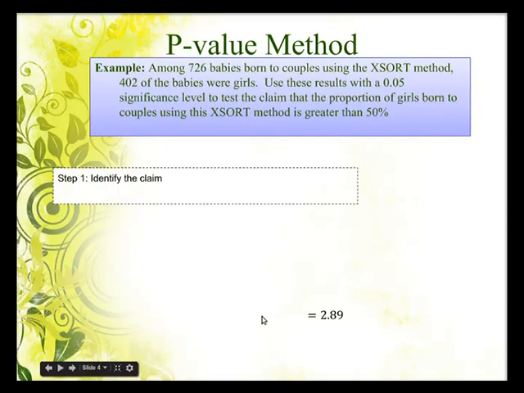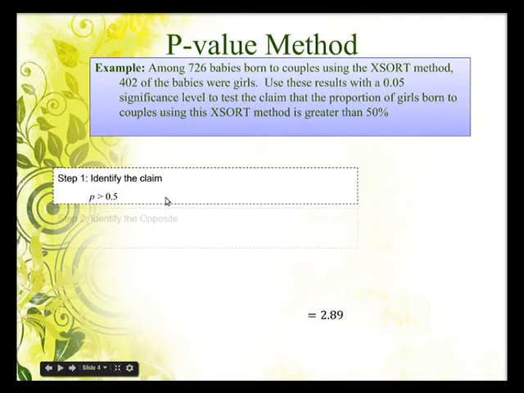So let's start out identifying the claim and write it in terms of mathematical symbols. The claim in this case is that the proportion of girls born to couples using this method is greater than 50%. So we will use P is greater than 0.5 for our claim.